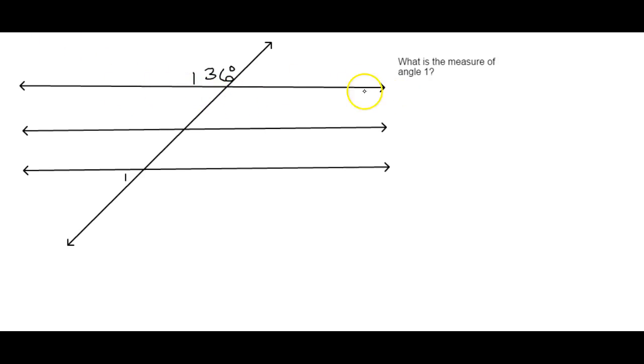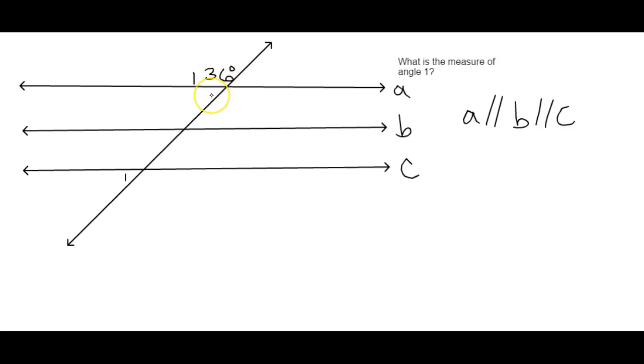Now we're looking at our parallel lines again. Lines A, B, and C are parallel. And instead of actually writing the words that they are parallel, they may just use this symbol. That means A is parallel to B. It's just two little parallel lines, basically. So this is asking, what is the measure of angle 1?